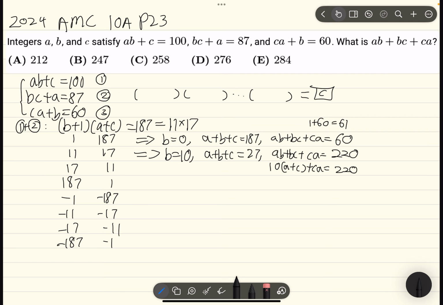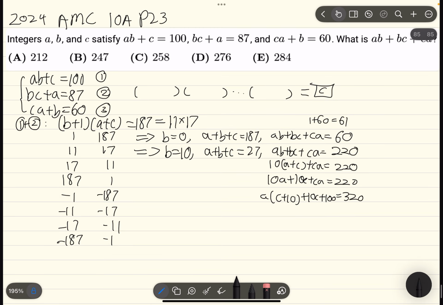We can try and factor this out here. We know that 10A plus 10C plus CA is 220, which means that (A plus 10)(C plus 10), that is AC plus 10A plus 10C plus 100, equals 320. So A plus 10 times C plus 10 is 320.